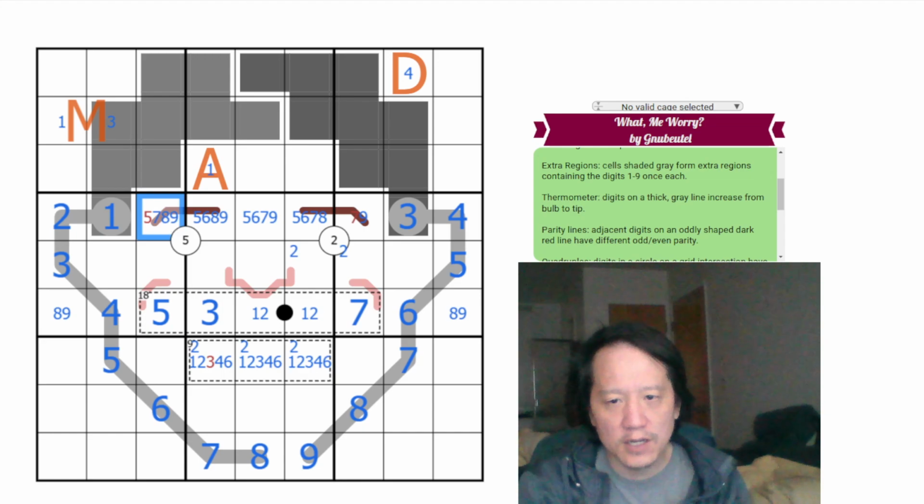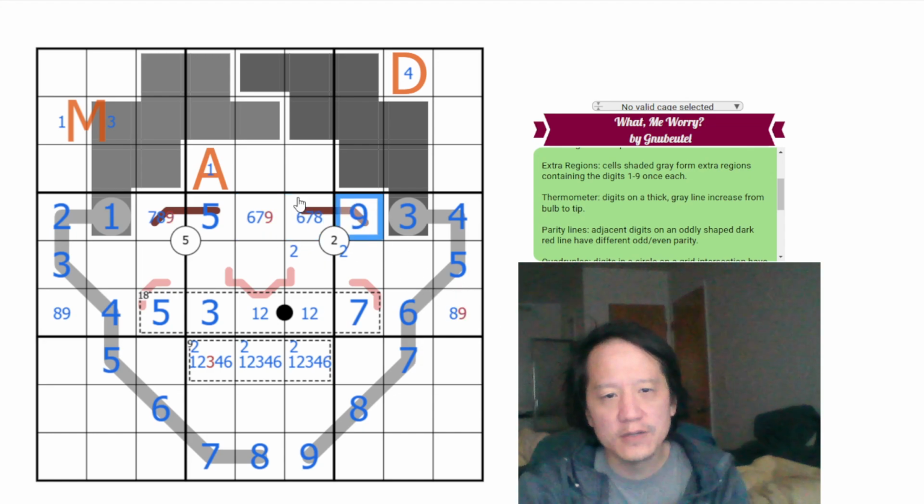So this cannot be 5. There has to be a 5 in one of these 4 squares. It cannot be here. Therefore, the 5 has to be here, and that can't be 5 because of that. Therefore, this has to be the 5. So this can't be 5, and now this can't be 5. This can't be 7 anymore, so this has to be 9.